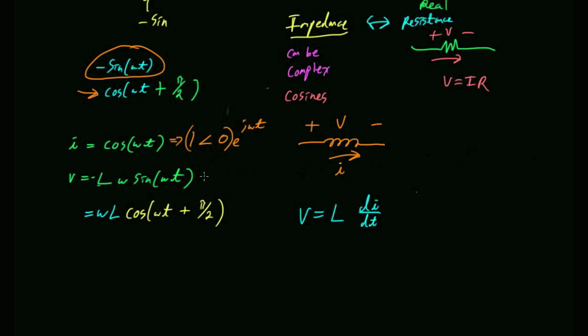Okay, now let's do the same thing for my voltage. Can I express my voltage as a phasor? Totally, right? What's the amplitude of my cosine? Omega L. What's the phase angle of my cosine? 90 degrees, pi over 2. And then it's e to the j omega t, expressing it in phasor notation.